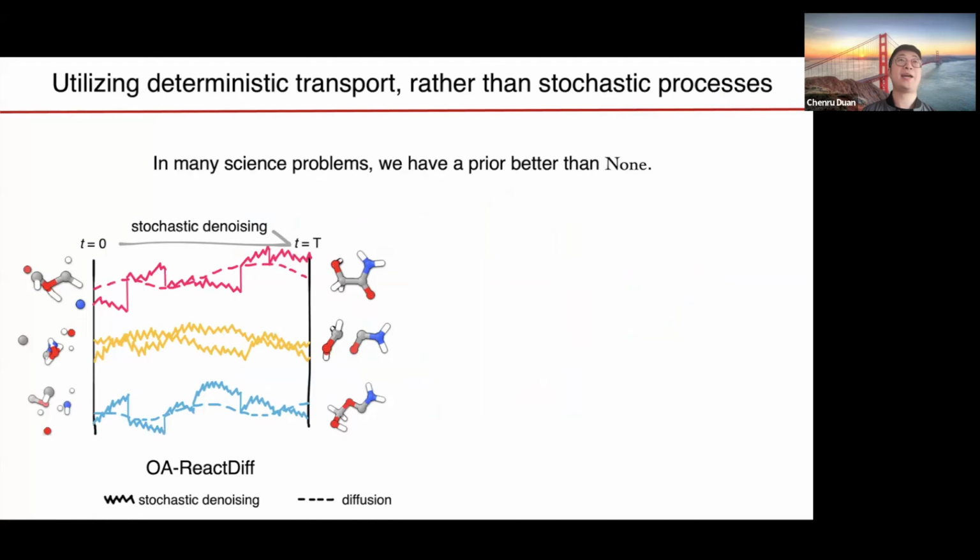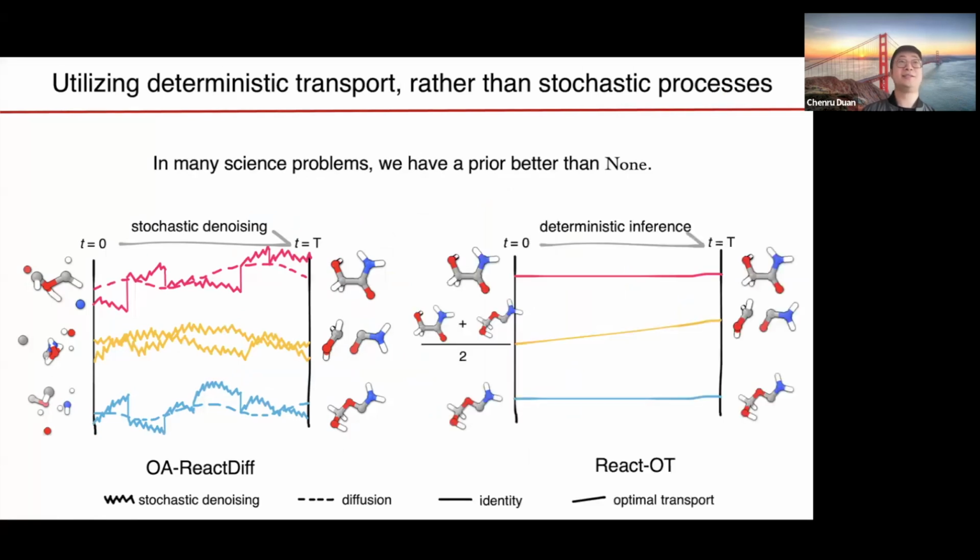But in this problem, we have a better prior. That is just the linear interpolation between the reactant and product, just the reactant structure plus the product structure divided by 2. And in this case, we can do a deterministic inference, meaning that we do not change the reactant and the product along the time axis. And for the transition states, we only change them linearly from this linearly interpolated initial guess of transition states to the final transition states. This idea is kind of analogous to the dynamical optimal transport. That's why we name this new method React-OT.